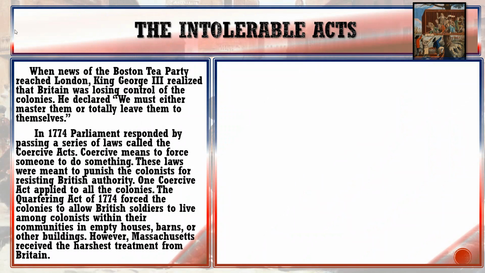So again, Intolerable Acts. I'm on page 119, just right at the top of the page there. When news of the Boston Tea Party reached London, King George III realized that Britain was losing control of the colonies. He declared, "We must either master them or totally leave them to themselves." Wow. Okay, a lot going on there, right? That's a short one, though.